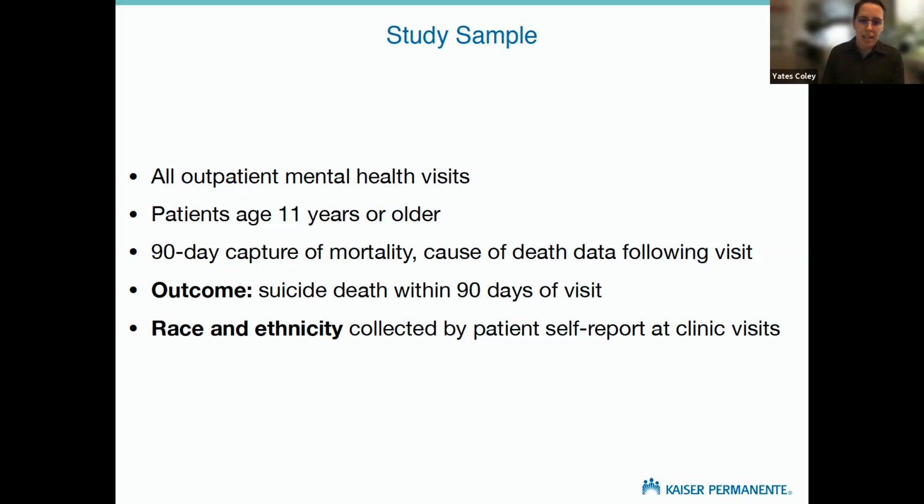And we have race and ethnicity data that were routinely collected by patient self-report at clinical encounters. The race and ethnicity designations in the study do not reflect biological or genetic underpinnings, but rather represent how patients identify their race and ethnicity when asked about it in a healthcare setting. So throughout this talk, when I refer to race and ethnicity, I'm talking about race and ethnicity as a socio-political construct, not a biological one.